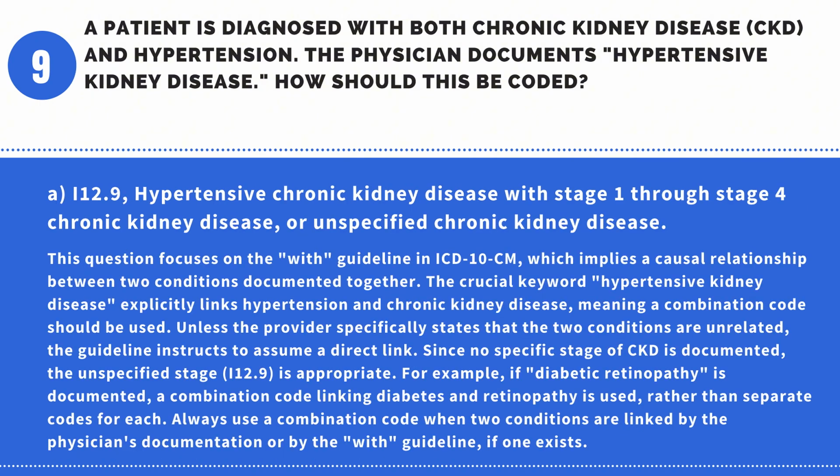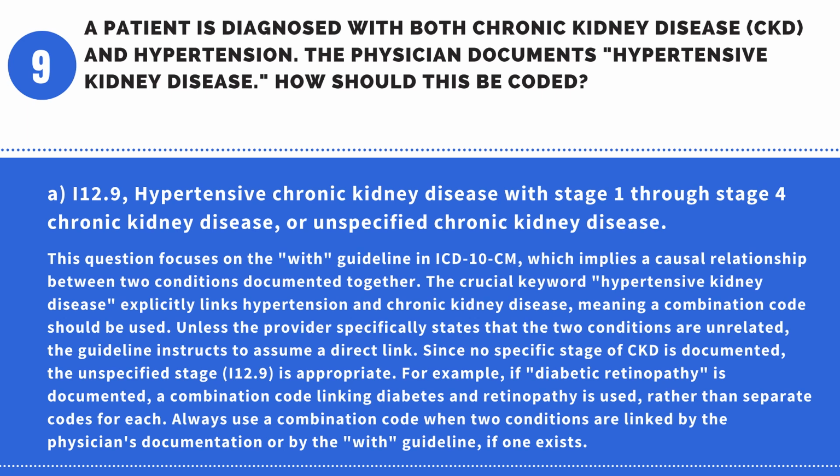Answer A. I12.9, hypertensive chronic kidney disease with stage 1 through stage 4 chronic kidney disease or unspecified chronic kidney disease. This question focuses on the "with" guideline in ICD-10-CM, which implies a causal relationship between two conditions documented together. The crucial keyword, hypertensive kidney disease, explicitly links hypertension and chronic kidney disease, meaning a combination code should be used. Unless the provider specifically states that the two conditions are unrelated, the guideline instructs to assume a direct link. Since no specific stage of CKD is documented, the unspecified stage, I12.9, is appropriate.